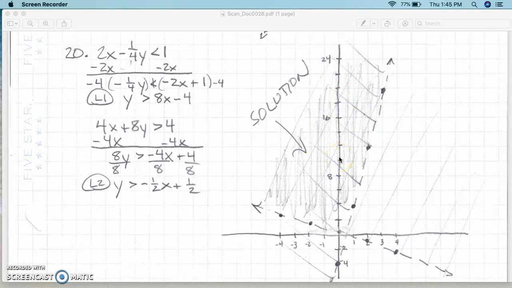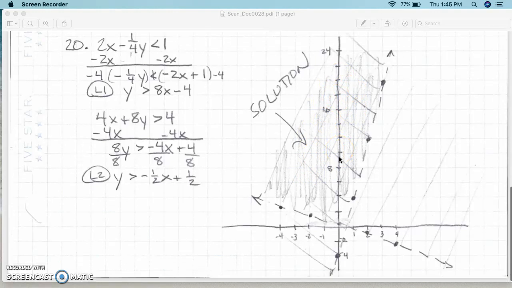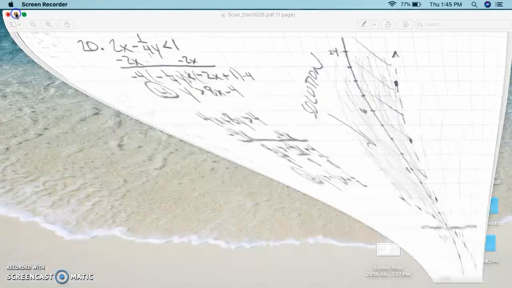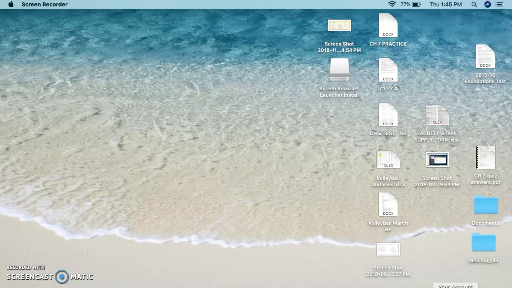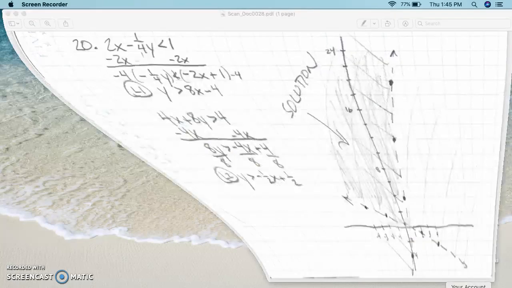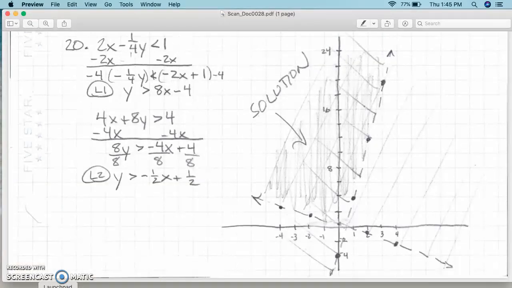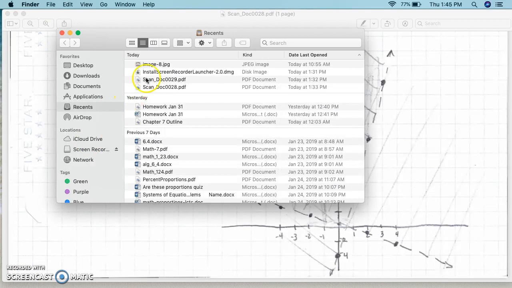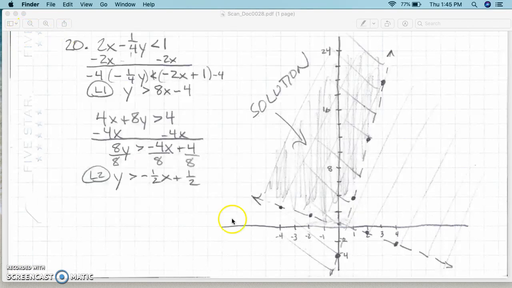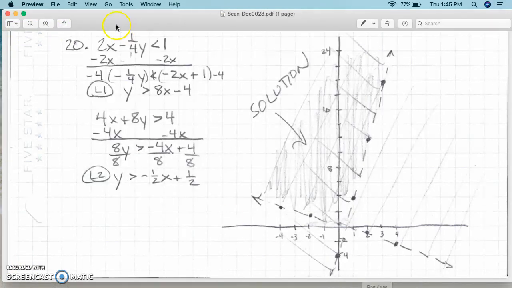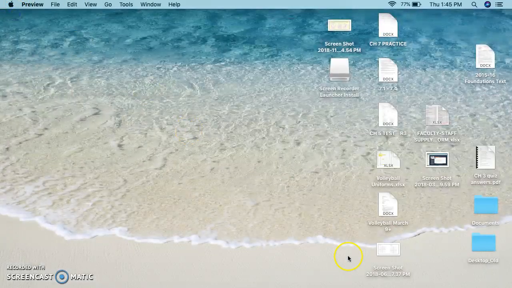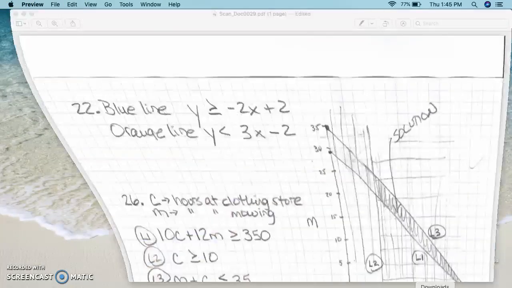Okay? All right. Then we went to our next problem. We'll pull that up here. Where's my other guy? All right. He's hiding, guys. There he is.